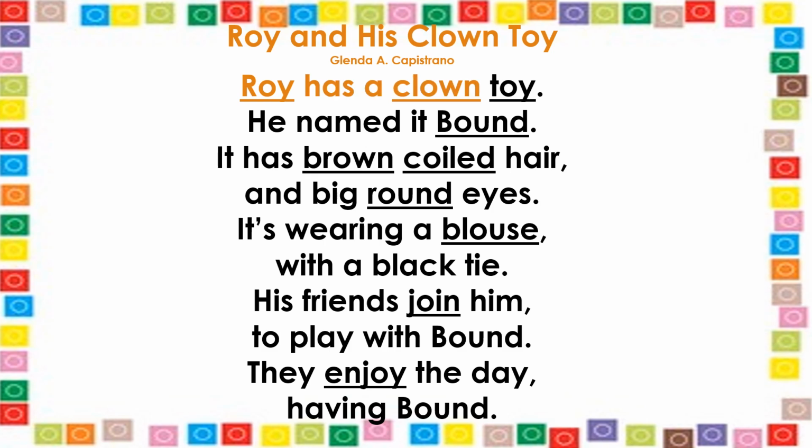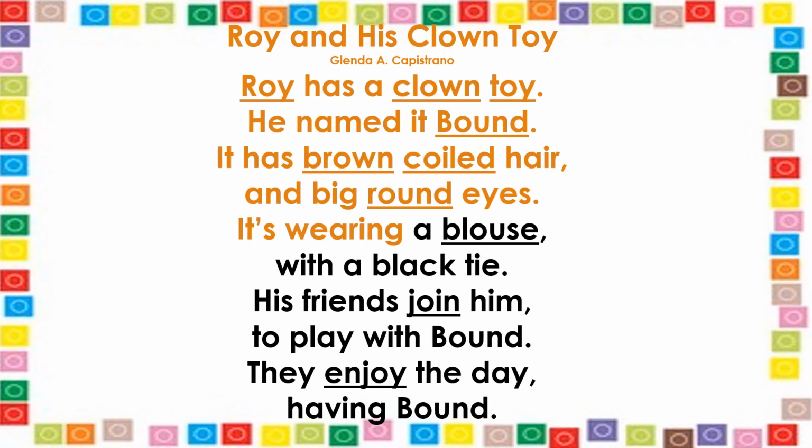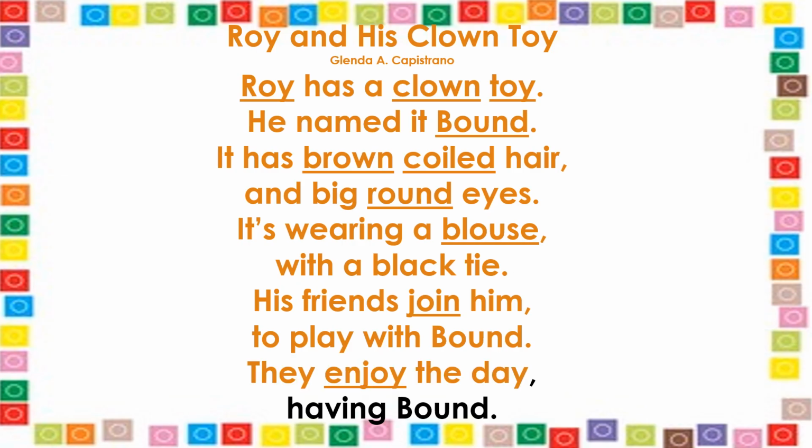Roy has a clown toy. He named it Bound. It has brown coiled hair and big round eyes. It's wearing a blouse with a black tie. His friends join him to play with Bound. They enjoy the day having Bound.